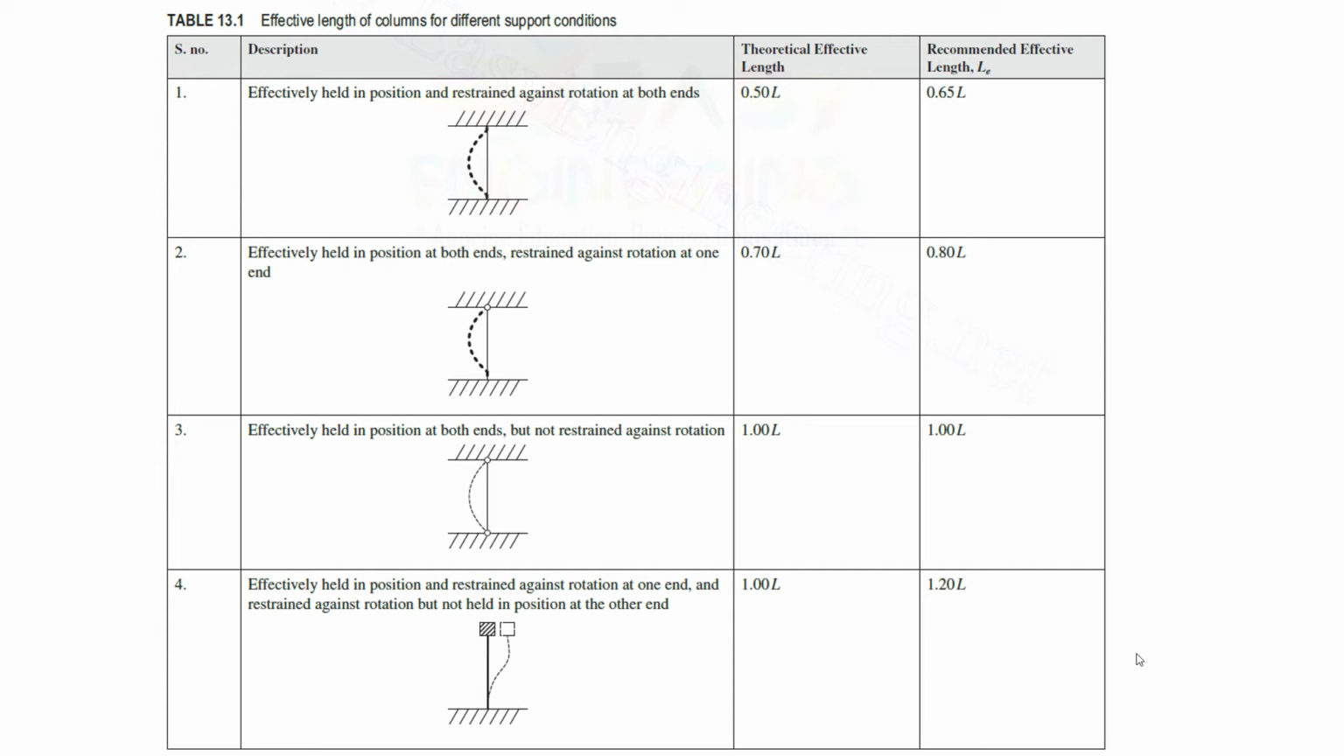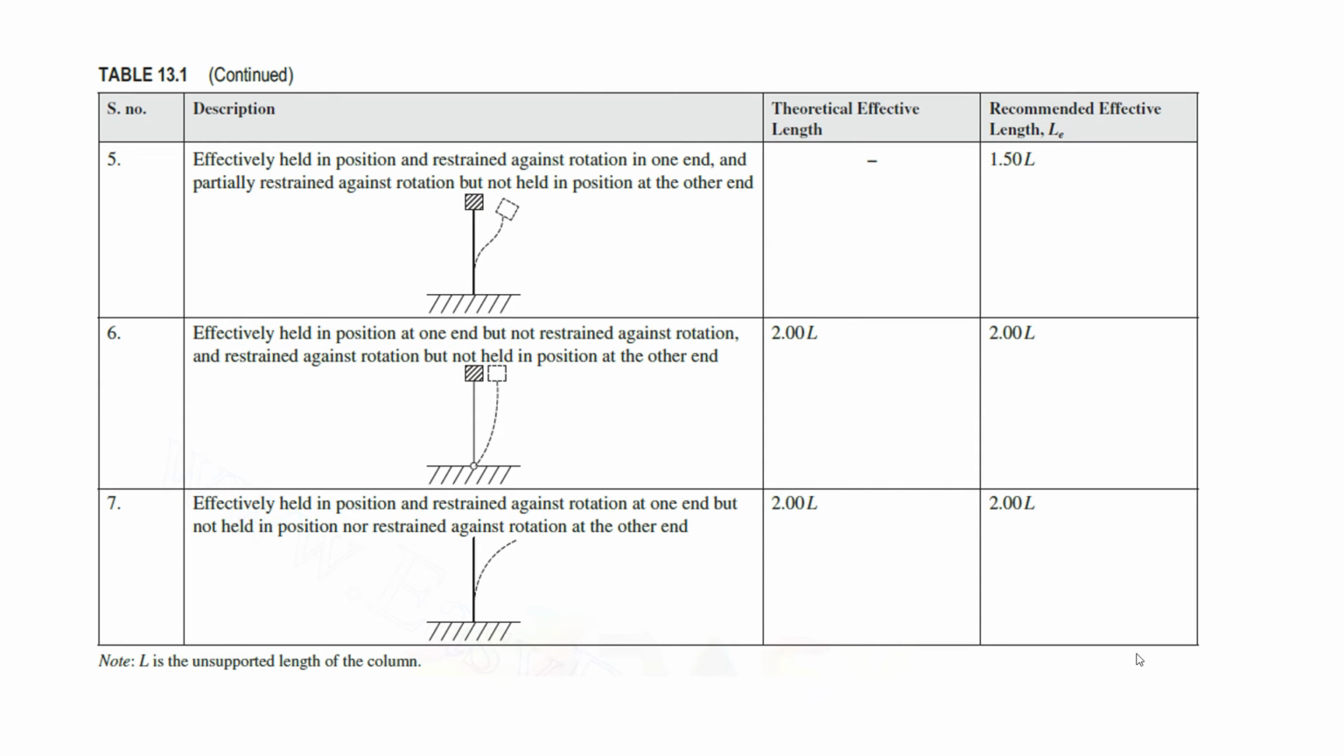If one end of the column is fixed and the other end is hinged, then I will take the effective length as 0.7 L. If both ends of the column are hinged, then I will take the effective length as 1 L, and so on and so forth. There are different cases given in the table. So this table will be used for calculating the effective length of the column while designing the column.